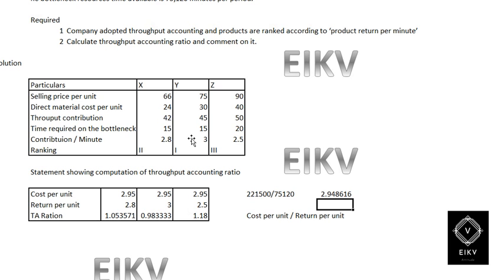So in these three products we can find that product Y is the best, with a return per minute of 3, and after that we can find product X with a contribution per minute of 2.8 and product Z with 2.5. So these are the rankings.